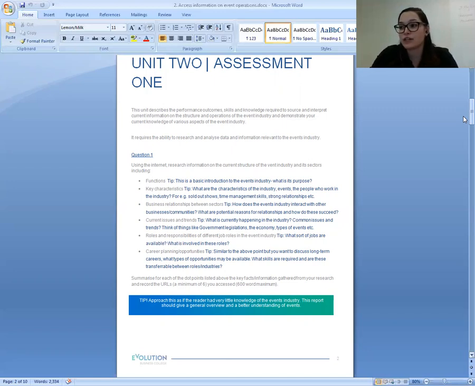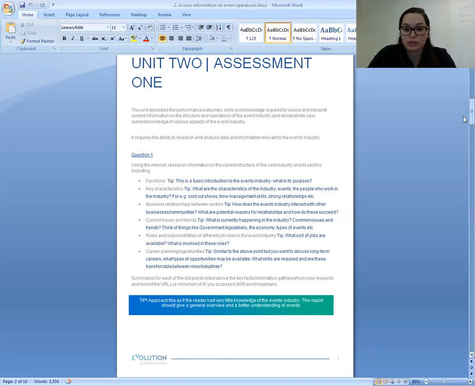So the functions of the event industry, basically just tell me what it does. What is the purpose of the events industry? You can kind of think of things like a mission statement. So what is an event? What does it do? What's the purpose of having the actual industry? Is it an industry all of its own, or does it have relationships with other ones? Is it kind of intertwined with a different one?